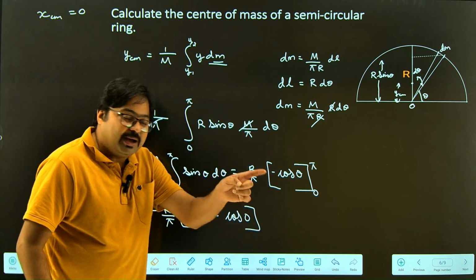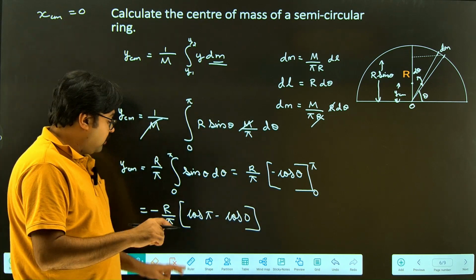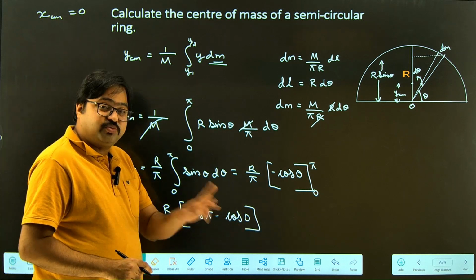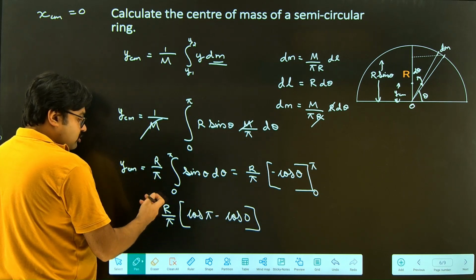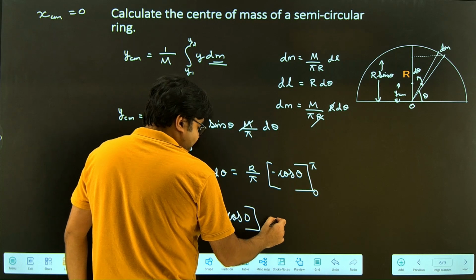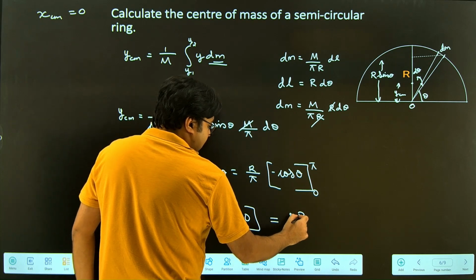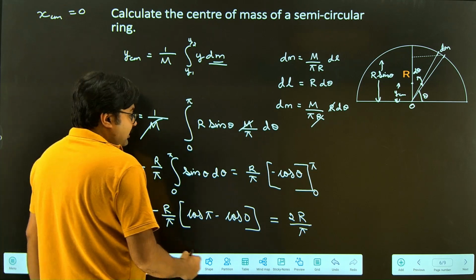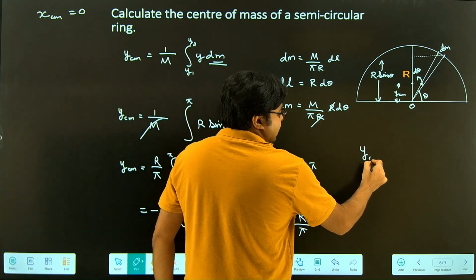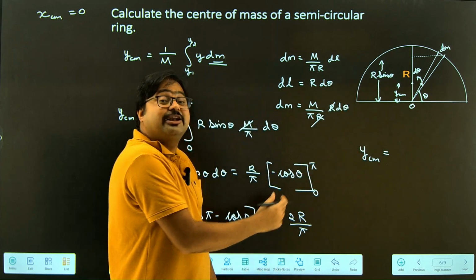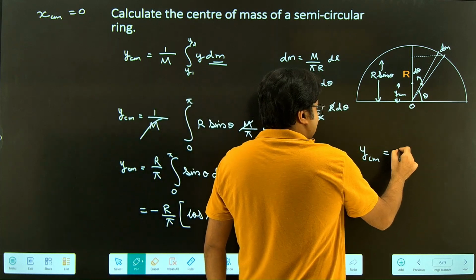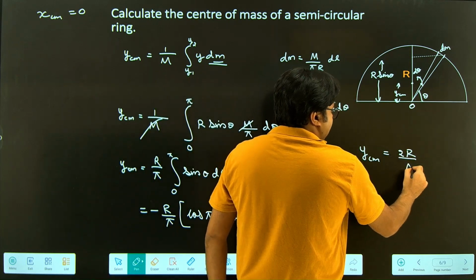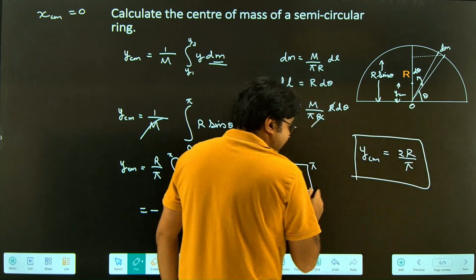Cos pi is minus 1 and cos 0 is 1. Minus 1 minus 1 is minus 2. Minus 2 into minus 1 would give you plus 2r divided by pi. So now we understand that finally the y coordinate of the center of mass of a semicircular ring is 2r divided by pi. It's an important result.